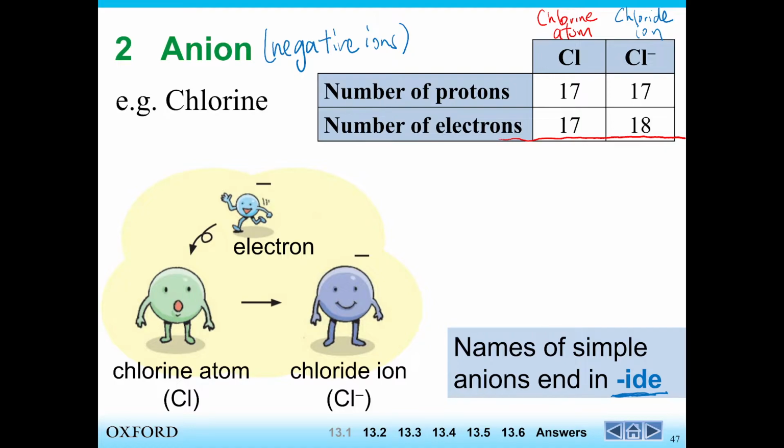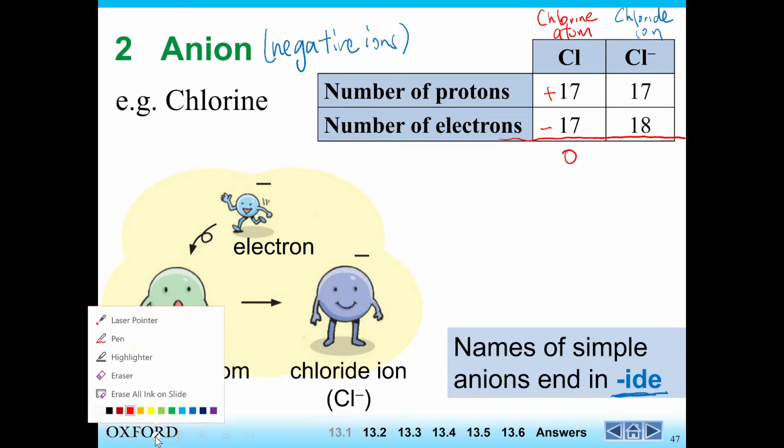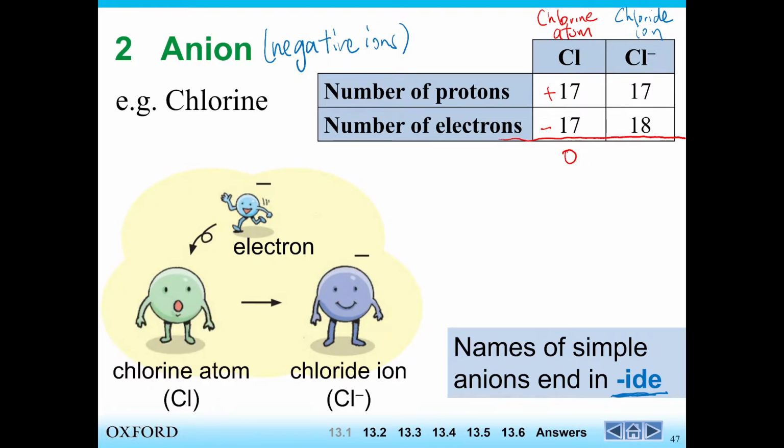The number of protons is 17 originally in the chlorine atom. As we know, protons are positively charged and electrons are negatively charged, so the overall charge is 0. Now let's look at the chloride ion. The number of protons is 17, so let's add the charge for it. It's plus 17. For electrons, there's one extra electron that has been gained, right? This is negatively charged, negative 18.